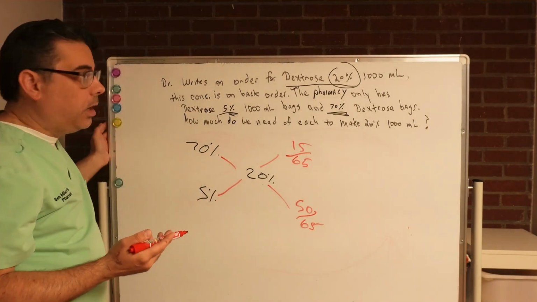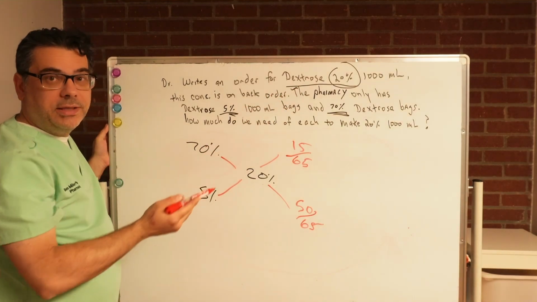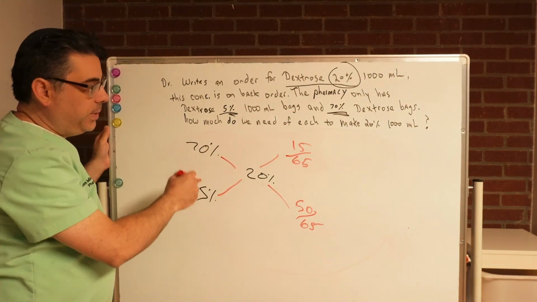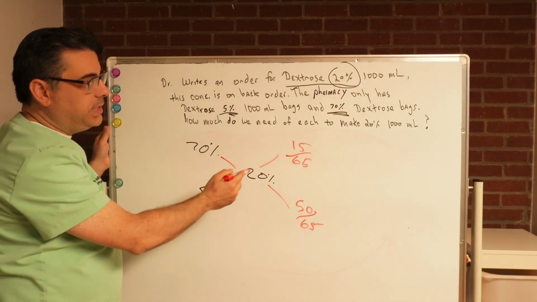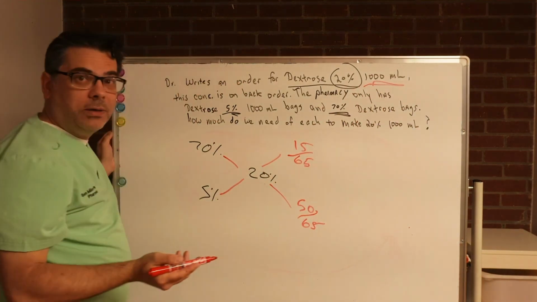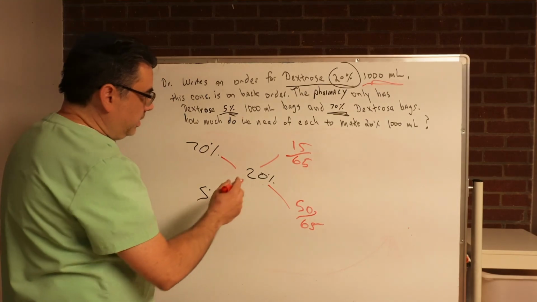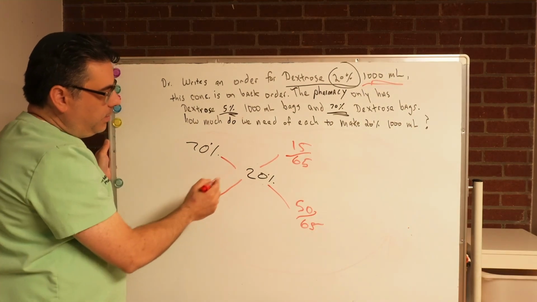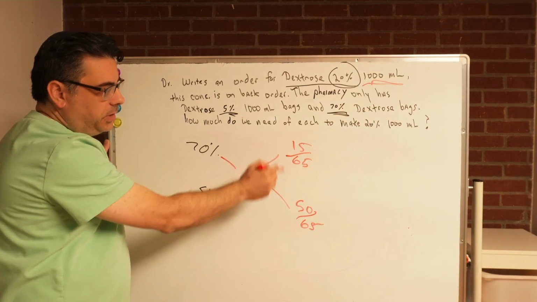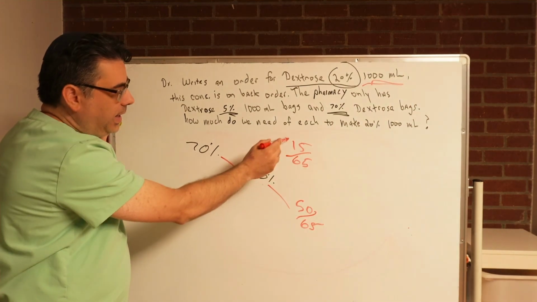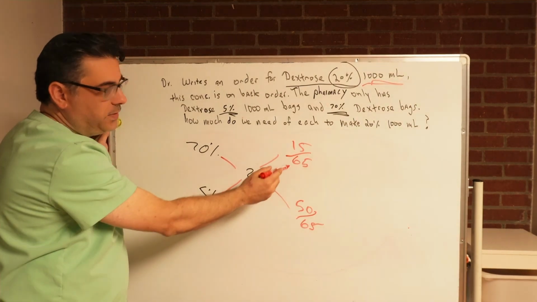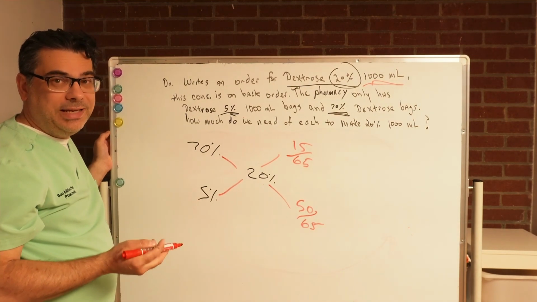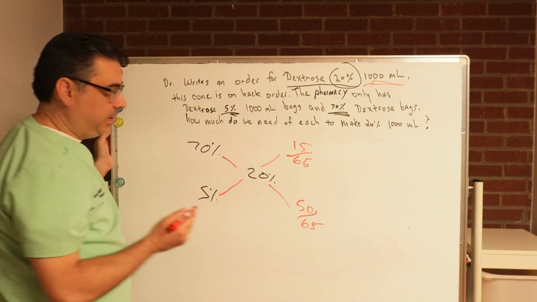Just a quick recap: we want to make 20%, we only have 5% and 70% in stock, so we mix the two, and we want 1 liter, 1,000 ml. I subtracted 70 minus 20 to get 50, and 20 minus 5 to get 15. Those are the numerators. To get the denominator, I added the two numbers, 15 plus 50, which gives 65. Now I'm going to multiply by 1,000 because the doctor wants a liter, 1,000 milliliters of the 20%.